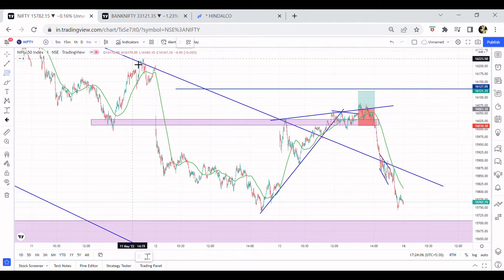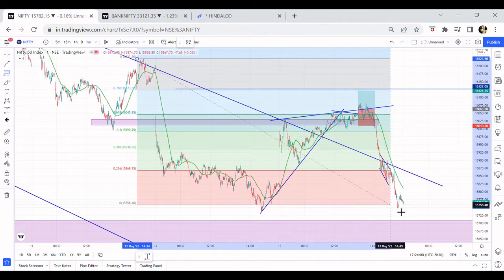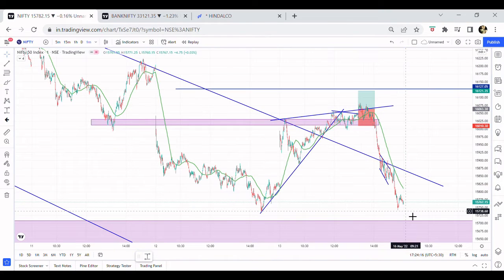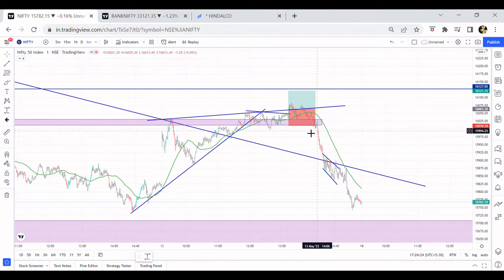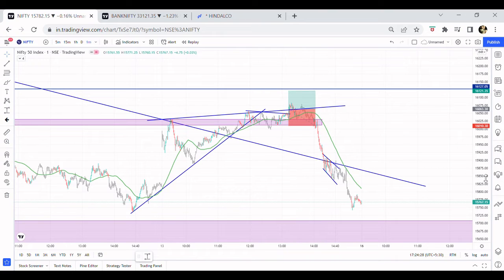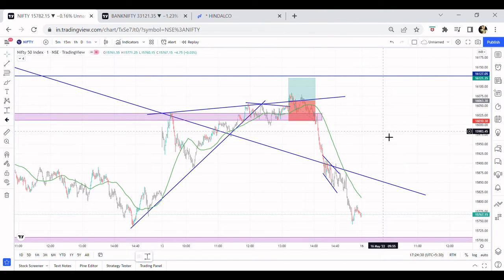So as you can see, I checked this after my trade. From this high to this low, it was the 0.618 area. So this is the important point to remember, that the 0.618 area is a good retracement area. So that was my mistake here. But Hindalco was a good trade, and this was a small SL which hit today. So anyways, that was my trade for today.